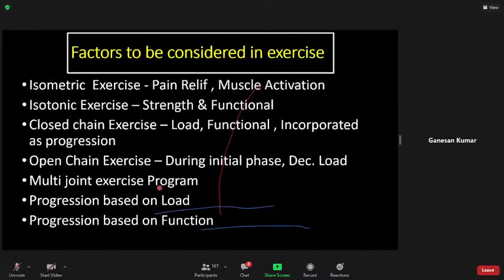Before you plan your exercise, understand isometric exercises can be used for pain relief and for muscle activation. That means you're understanding that the muscle is actually functioning. Isotonic exercises are going to be more strength-based and functional. Closed chain exercises will have more load, more functional, and incorporated as a progression. Open chain exercise can be during the initial phase, and it can have a decreased load on the joint. Progress to a multi-joint exercise program where you are going to have various joints getting loaded.